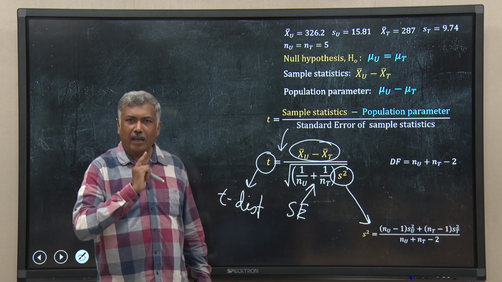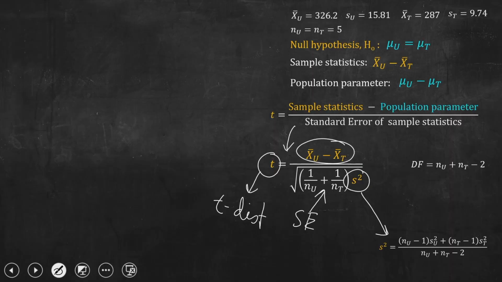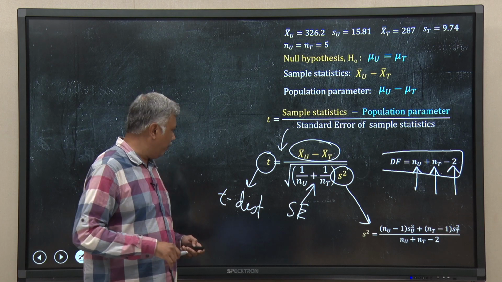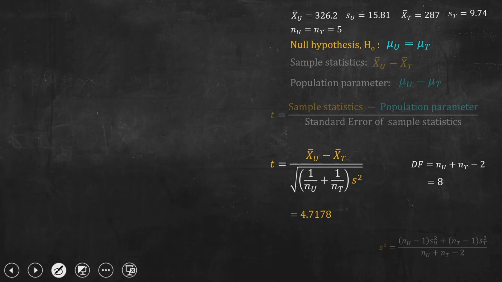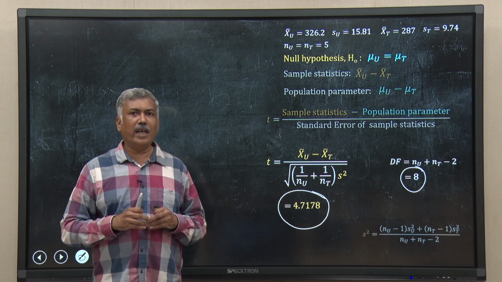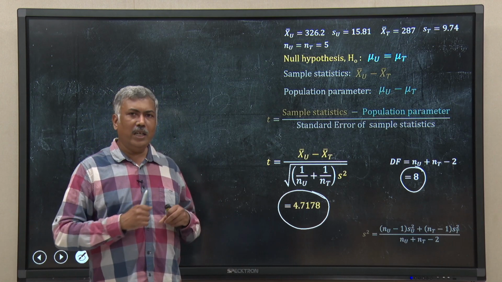The t distribution depends on a parameter that is called the degree of freedom. It can be shown that for this case the degree of freedom will be the sample size of the untreated plus the sample size of the treated minus 2. So, let us plug in the numerical values from the experiment, and we get two things: the degree of freedom will be 8, 5 plus 5 minus 2, 10 minus 2, 8, and the t value comes to 4.7178. So far so good. We had a null hypothesis. Based on that null hypothesis, using the data of the experiment, I have calculated a t value. I know the degree of freedom.